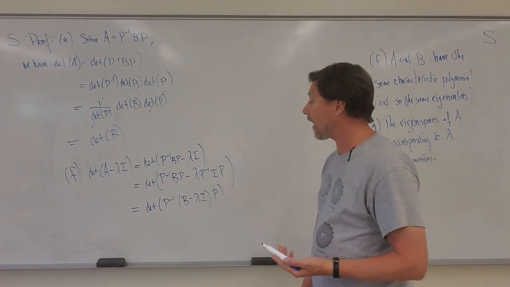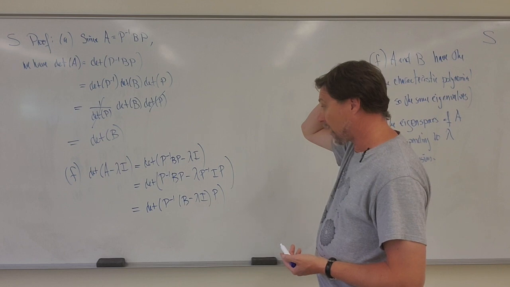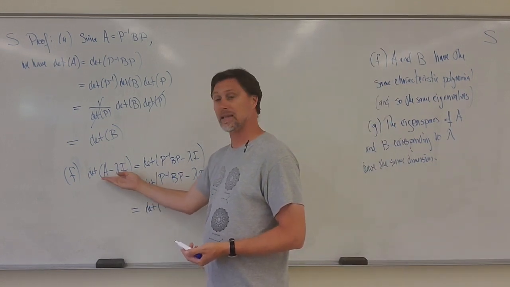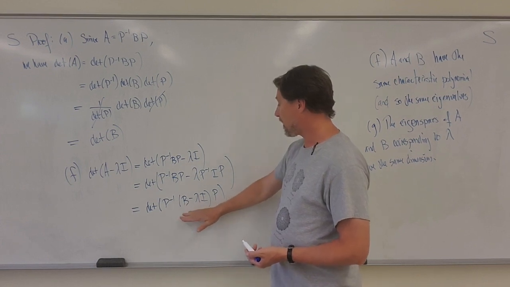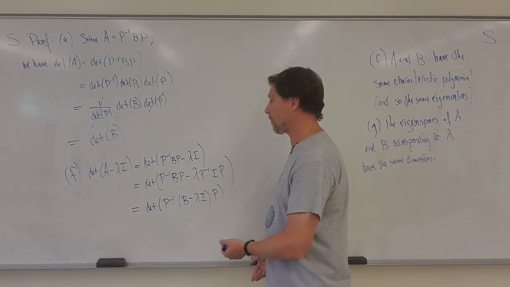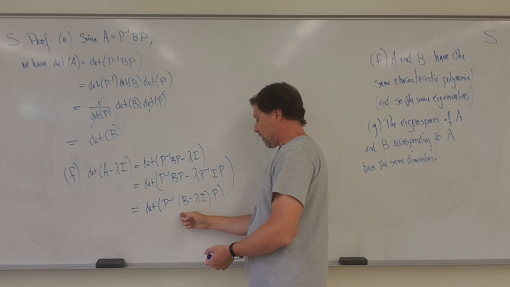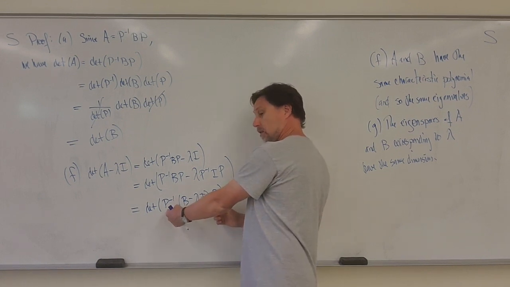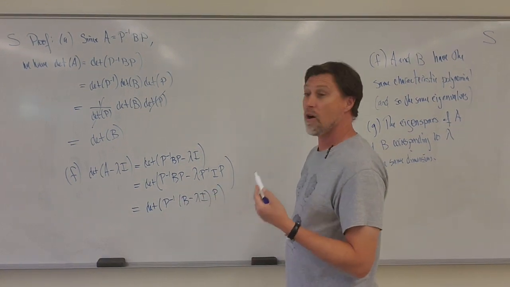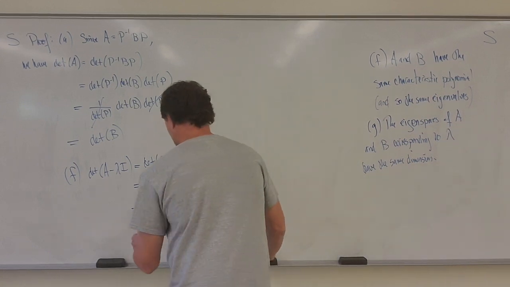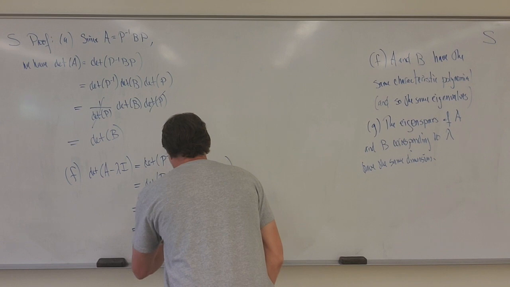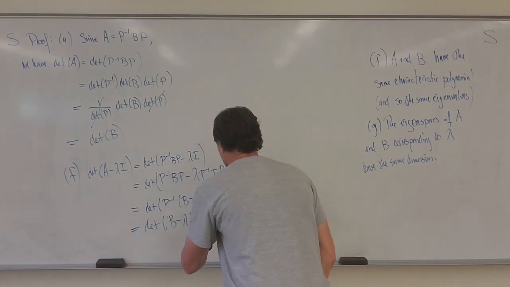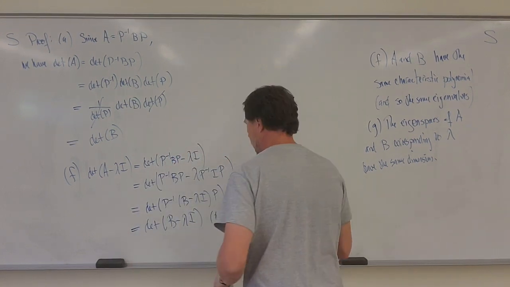And now from part A, what do we know? Well, what we have then is this matrix A minus lambda I, we've now shown, is similar to the matrix B minus lambda I, right? Because this matrix is equal to this matrix with a P inverse on the left and a P on the right. And so from part A, this is equal to the determinant of B minus lambda I. So this is by part A.